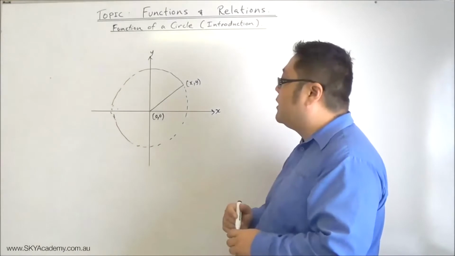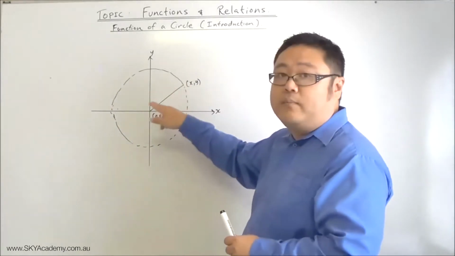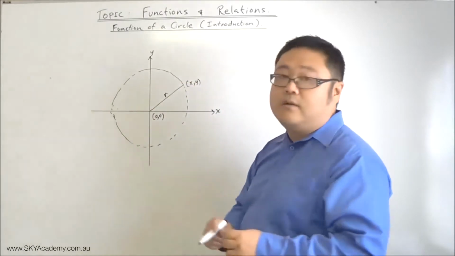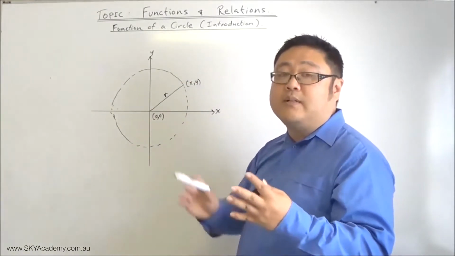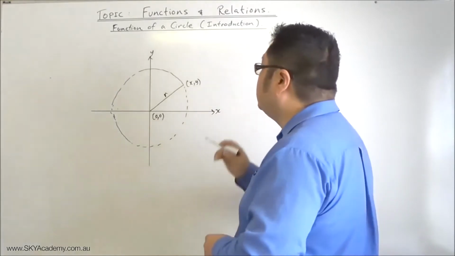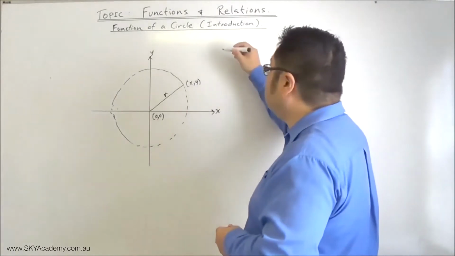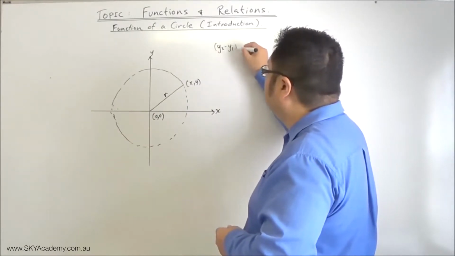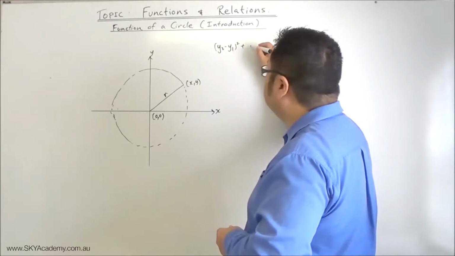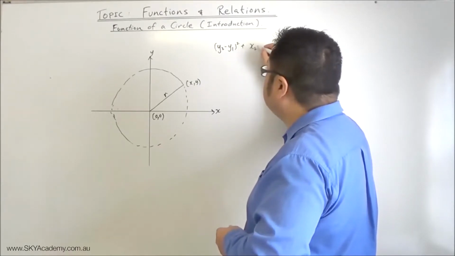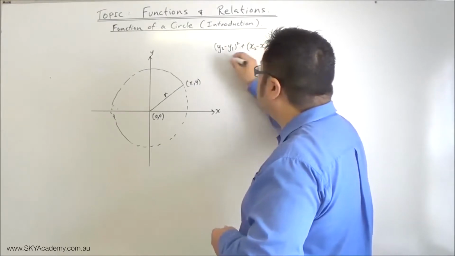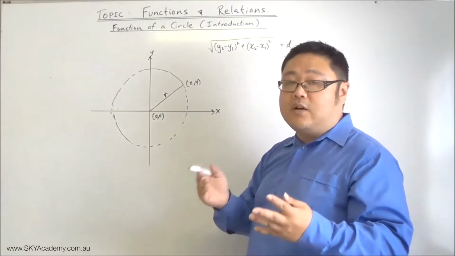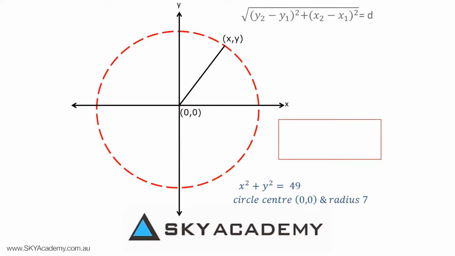Basically, what we're going to do is use the distance formula and make that equal to the length of the radius, or the distance away it is from the center. The distance formula is: the square root of y2 minus y1 all squared plus x2 minus x1 all squared is equal to your distance. You may remember that from year 10, so we're going to exploit that.